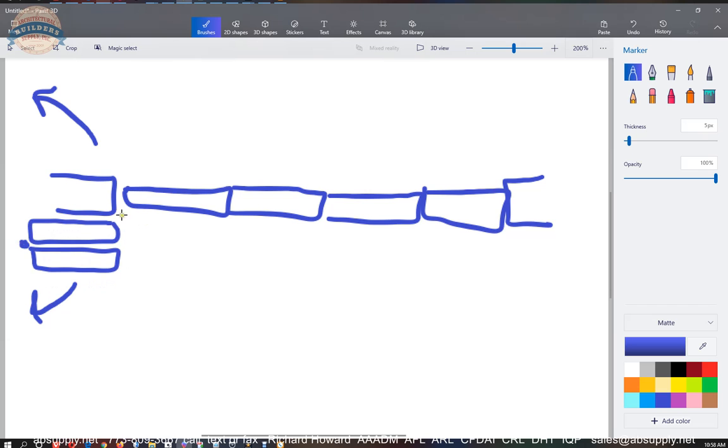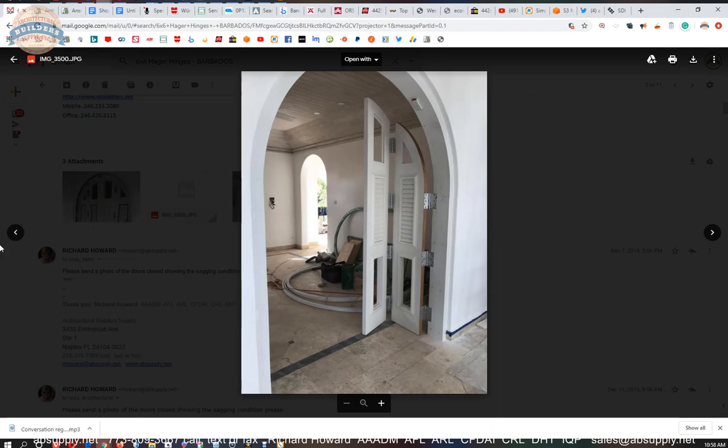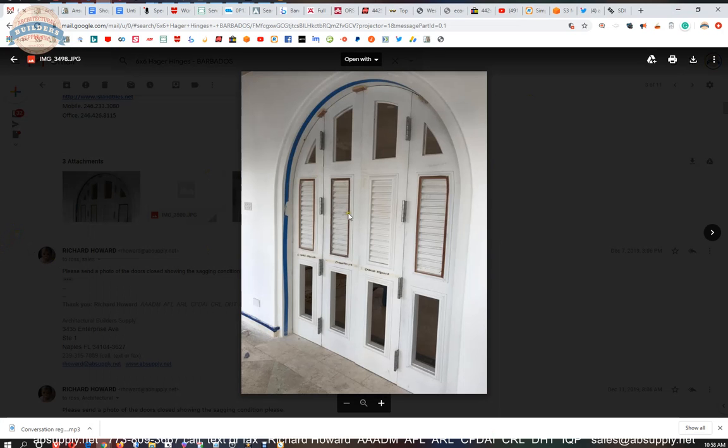Your hinge barrel will be here, your hinge barrel will be here. So these two are going to go this way, these two are going to go this way. It's going to look like this when it's all said and done. On your original order, you had 6-inch wide hinges, and I'm most certain what's contributing to the problem of your doors, as you had mentioned earlier, sagging in the middle, is that you have a lot of weight up in this area.